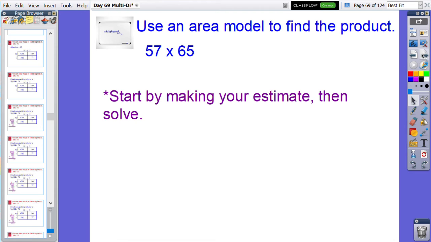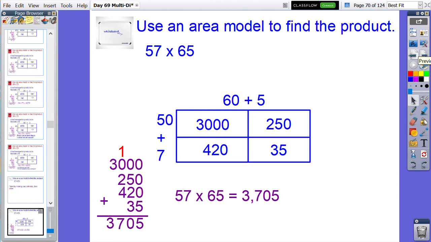Okay, so you should have gotten 57, 50 plus 7, 65, 60 plus 5. You multiply 50 and 60 and get 3,000. 50 and 5 and get 250. 7 times 6, 420. And 7 times 5, 35. If you add those all up, you should have gotten 3,705.